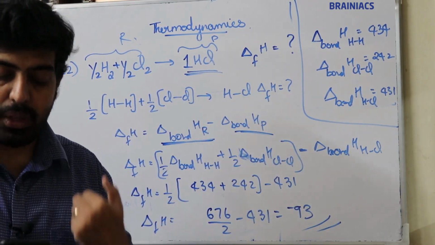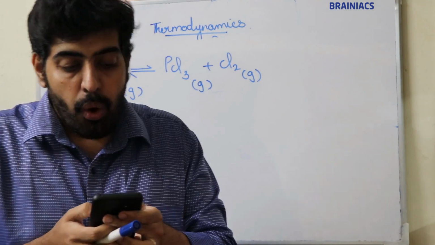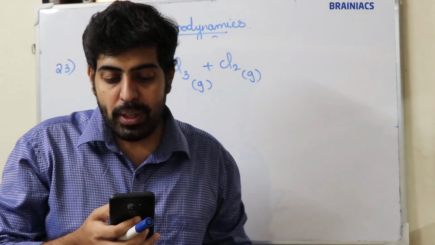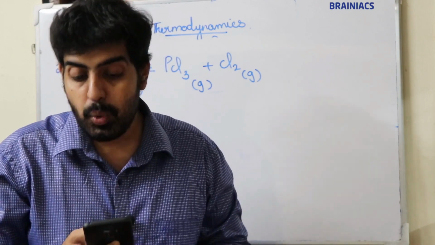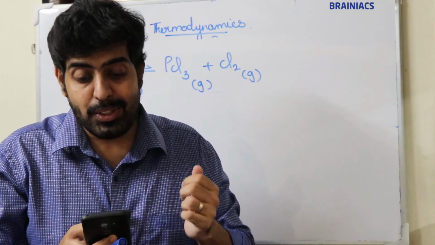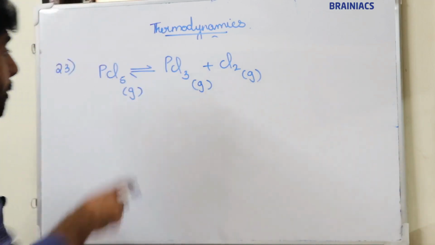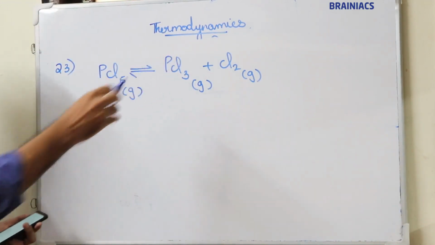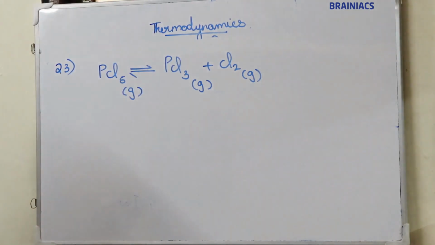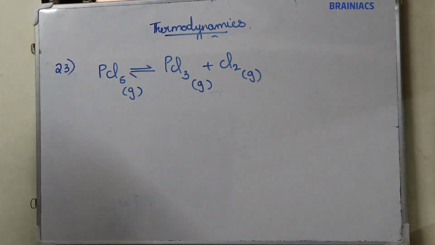Moving on to question number 23. For the gas phase PCl5 gas giving PCl3 gas plus Cl2 gas, which of the following condition is correct? So, PCl5 gas breaks down to form PCl3 gas and Cl2 gas. Which of the following condition is correct?